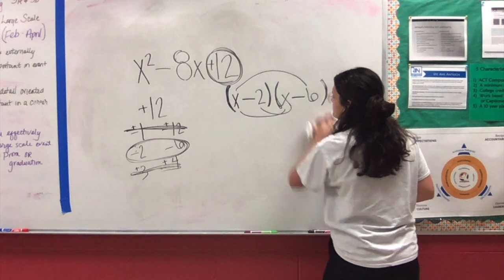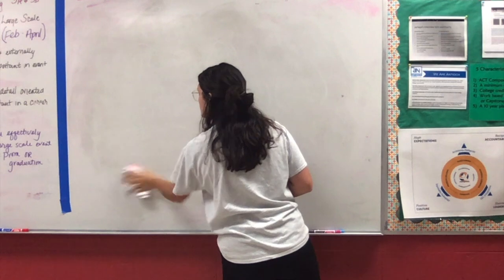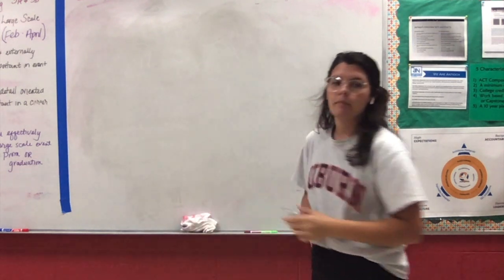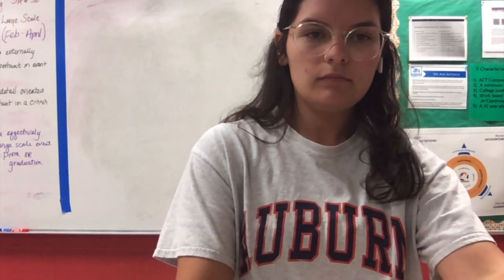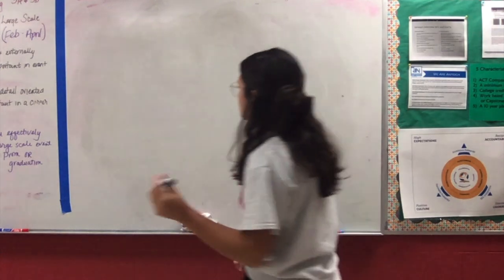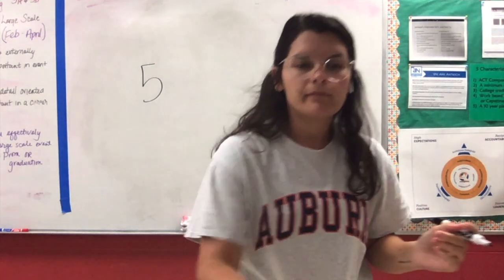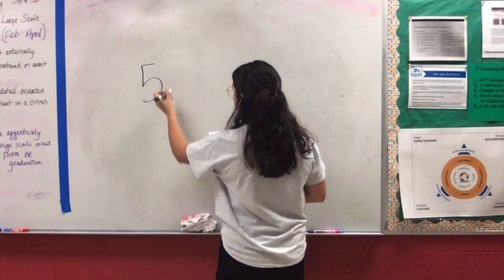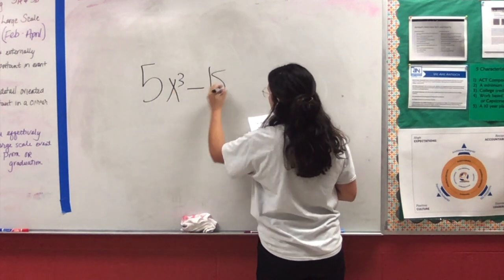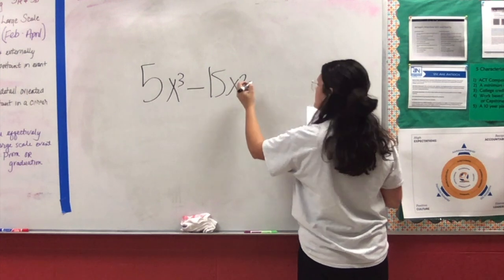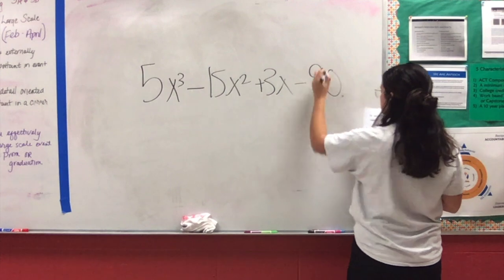Okay, now we're going to move on to factoring polynomials with 4 terms. This one does get a little harder, but hopefully you all will follow along and we can do it together. All right, so let's start with this polynomial. We're going to have 5x cubed minus 15x squared plus 30x minus 90.